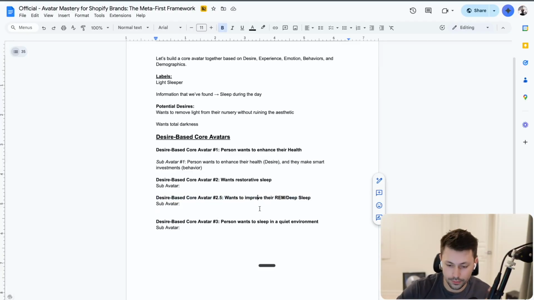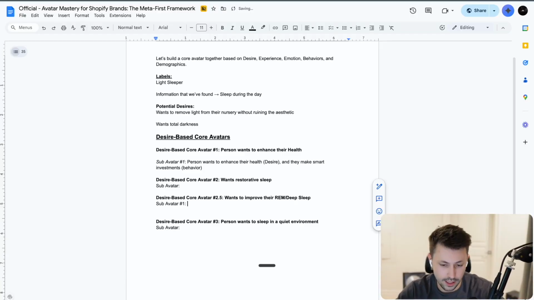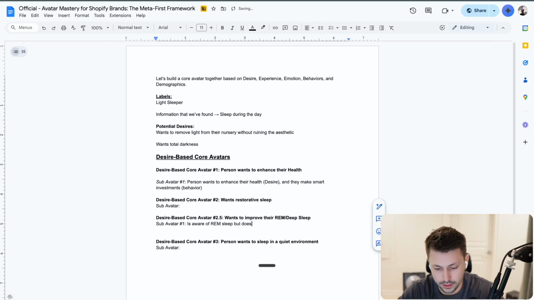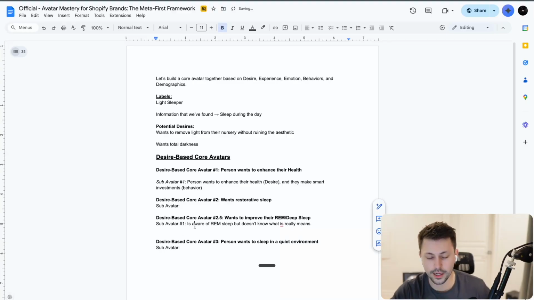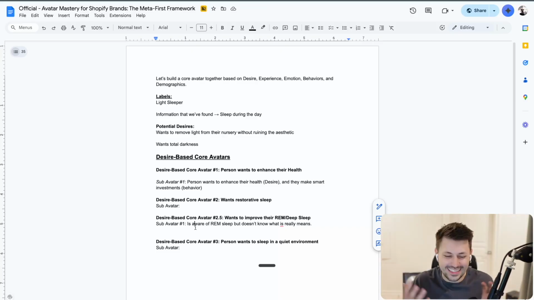So again, wants to improve their REM and deep sleep. A sub avatar, and again, I know we're supposed to be getting into this in the next module, would be experience in general: is aware of REM sleep, but doesn't know what it really means. Okay. And so this is more or less just information.